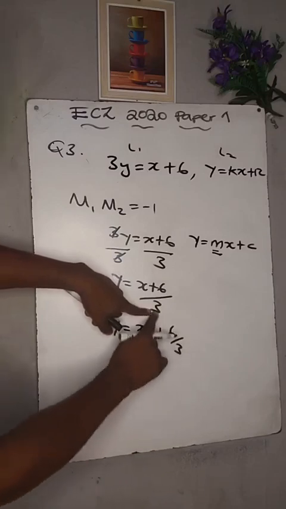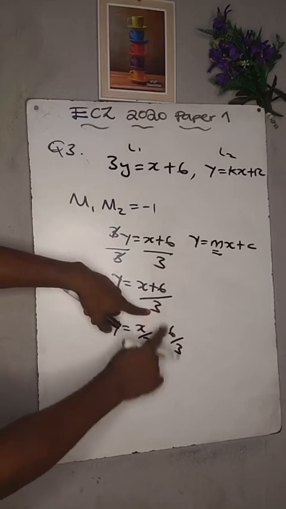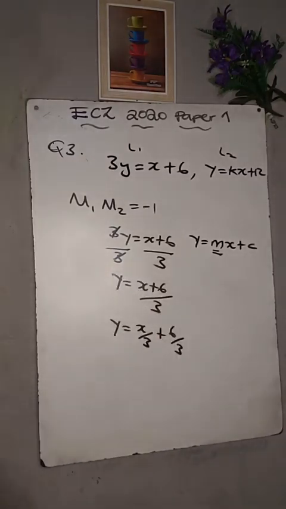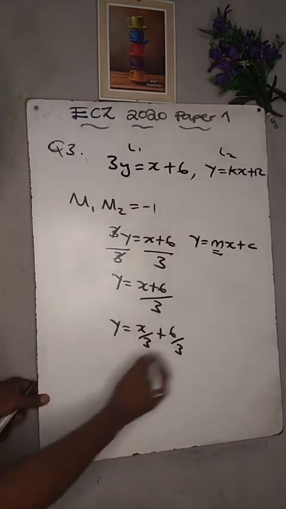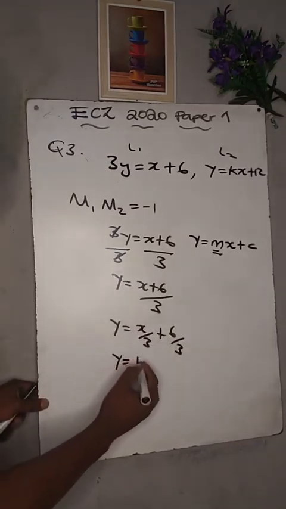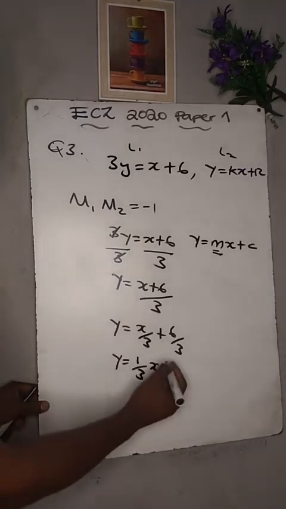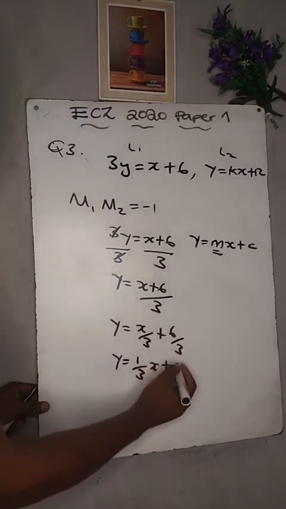Hence, if we say 3 into 3, it's 1. 1 times x, we get x. 3 into 3, it's 1. 1 times 6, we get 6. So, we have to go back to that. Then after that, we can now write this further. y is equal to 1 over 3 x, which is same as that, plus 6 divided by 3, which is 2.